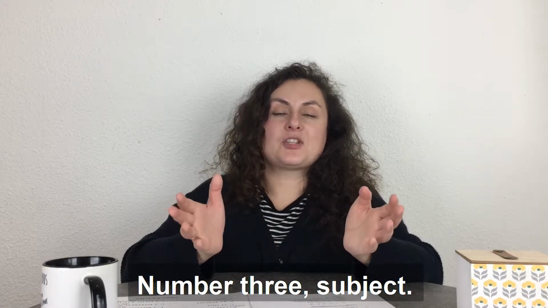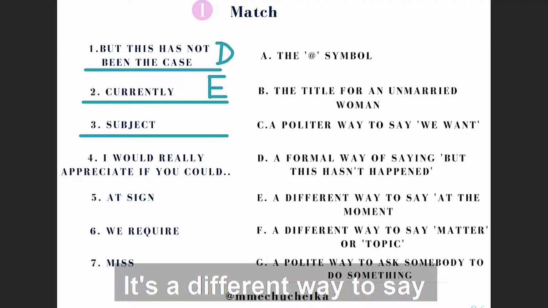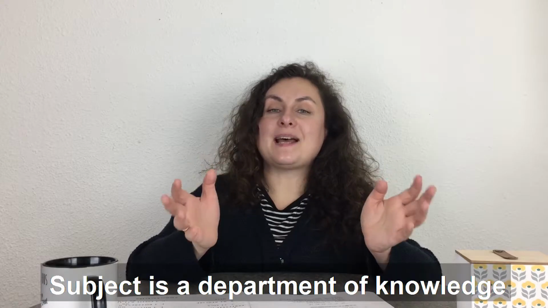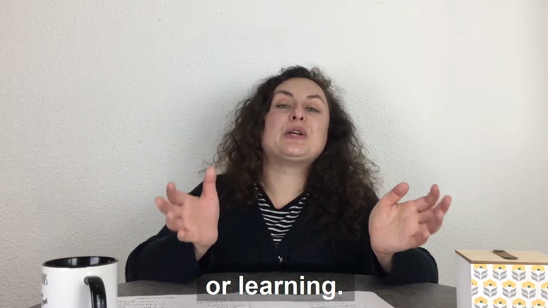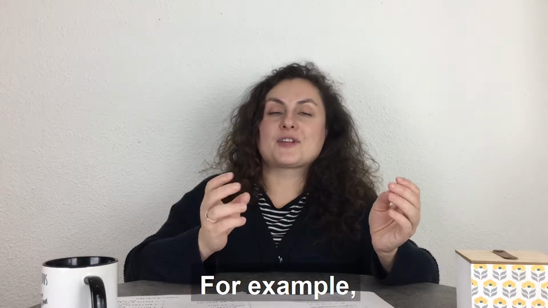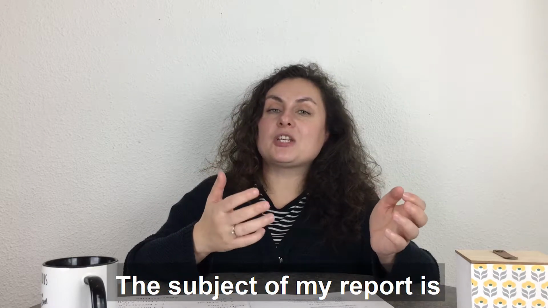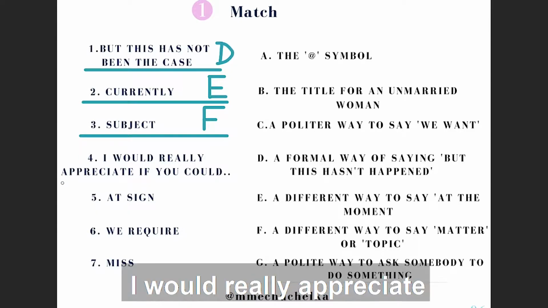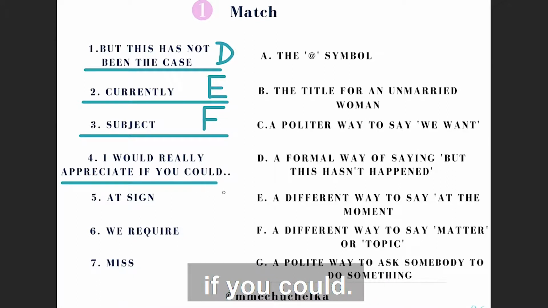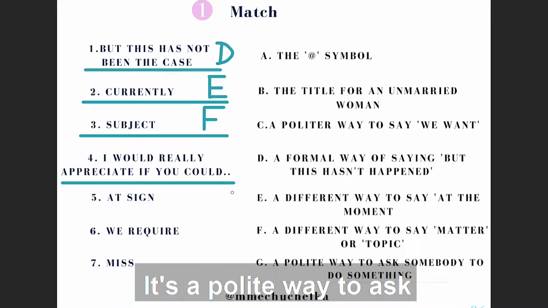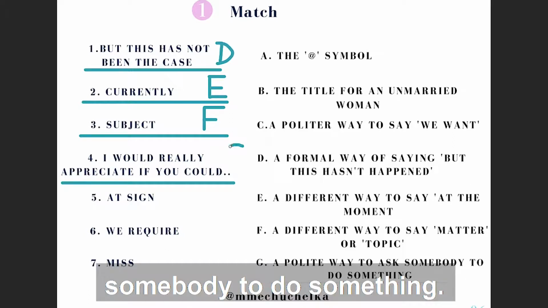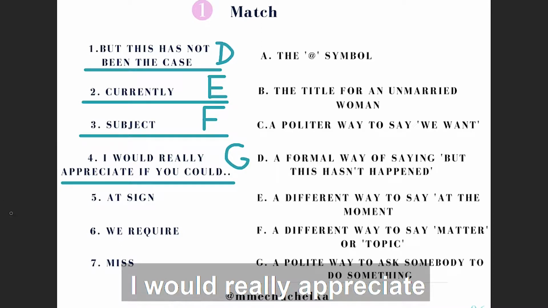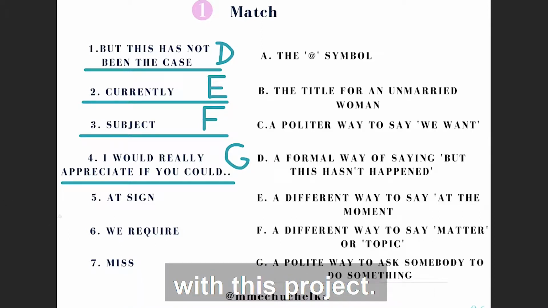Number 3, subject. Subject is a different way to say matter or topic. So the answer is F. Subject is a department of knowledge or learning. For example, the subject of my report is pollution. Number 4, I would really appreciate if you could. It's a polite way to ask somebody to do something. For example, I would really appreciate if you could help me with this project.